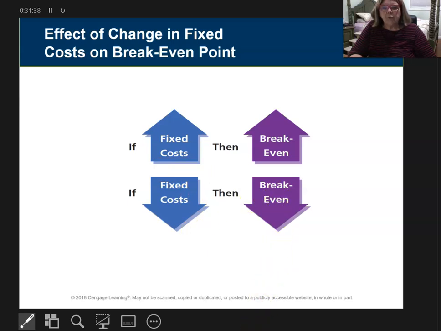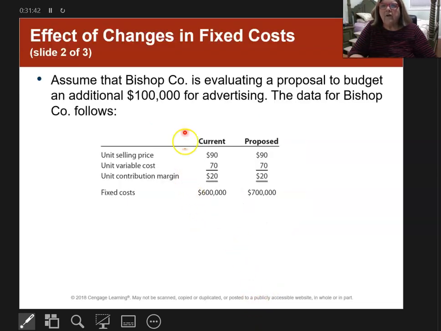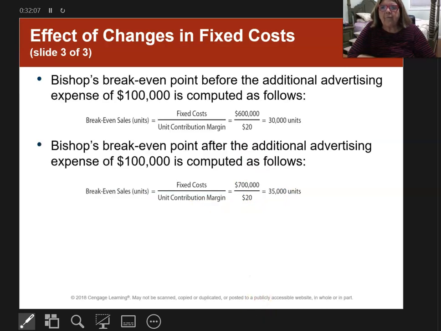And so let me show you a little slideshow on that here, on the next slide. So we're trying to figure out if we want to add a budget of an additional $100,000 for advertising. And here's the information I already have. Here's currently what we're doing. Here's my unit selling price, my variable cost, my contribution margin, and my fixed cost. If we change, we're going to add $100,000 to my fixed cost. So let's take a look at it.